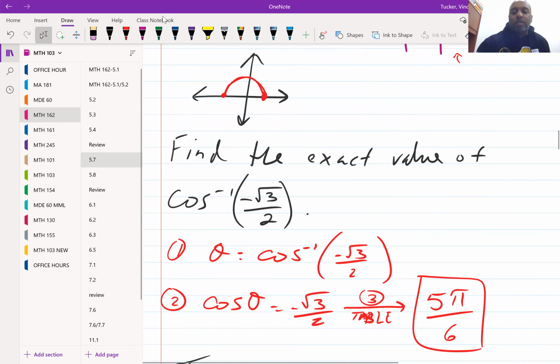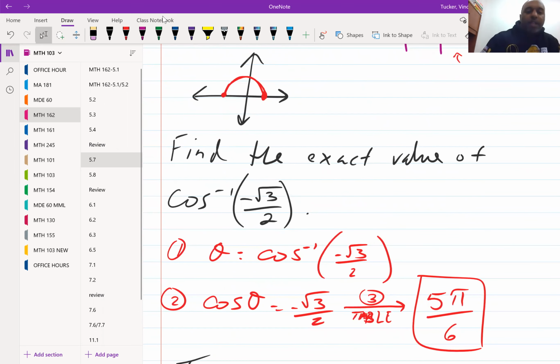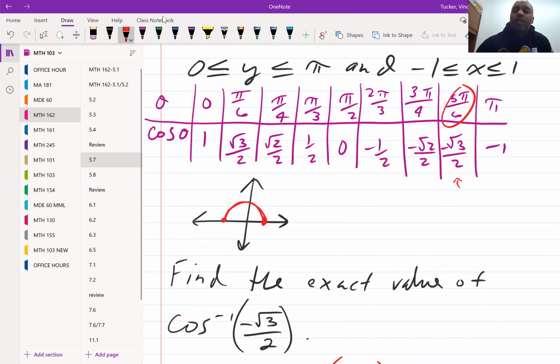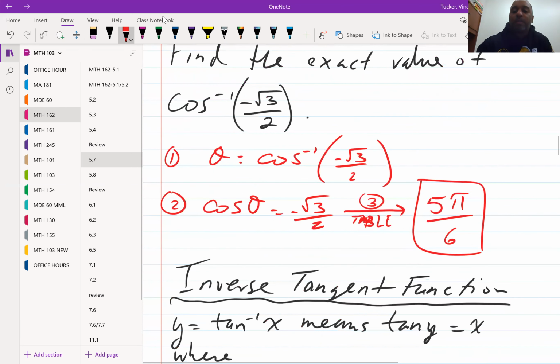All right, so once again, we're going to follow the same set of instructions. Find the exact value of cosine inverse of negative square root of 3 over 2. Set that equal to theta. Bring cosine over. We're looking at cosine theta equals negative square root of 3 over 2. Then we hit the table. Square root of 3 over 2 is right here. So that's going to be 5 pi over 6.